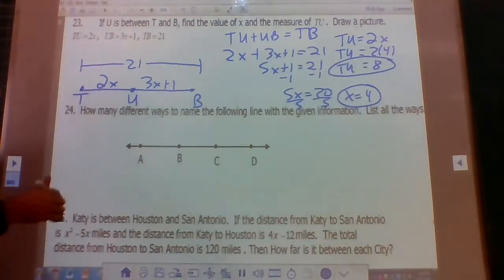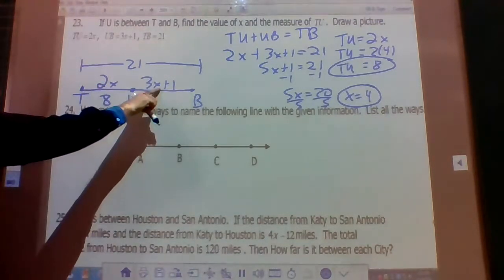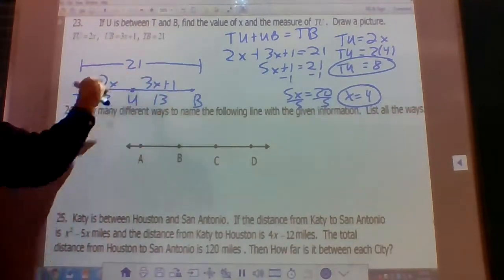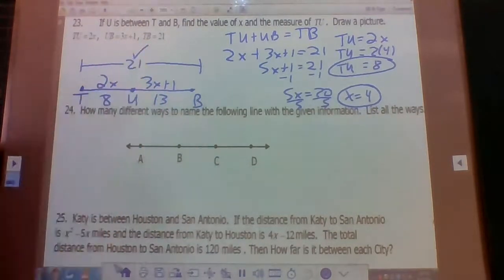We can check our answer. So this is 8. X is 4, so 3 times 4 is 12. 12 plus 1 is 13. 13 plus 8 is 21. So we know we have the right answers there.